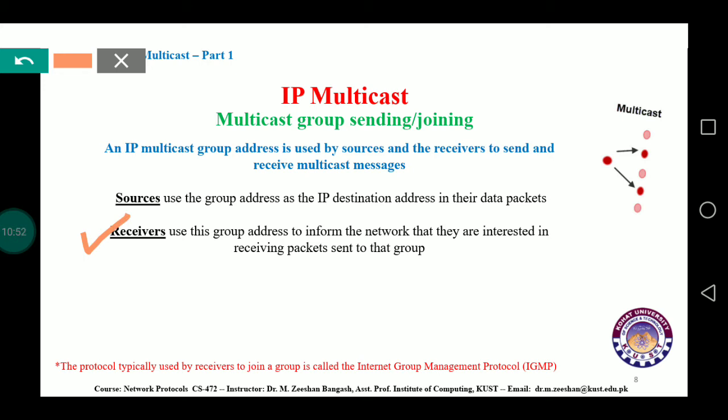Now, about the receiver. The receiver uses this group address to inform the network that it is interested in receiving packets sent to that group. So the receiver needs to register itself to that group. Any information that is destined to this group will be received by these receivers.